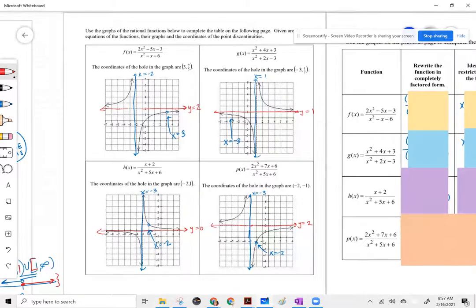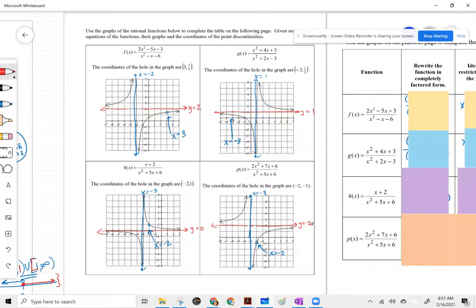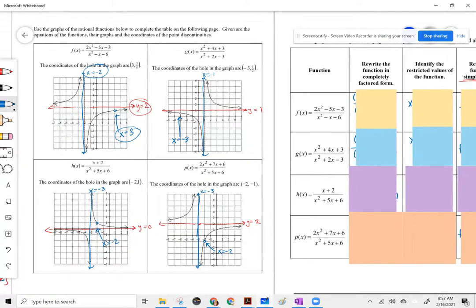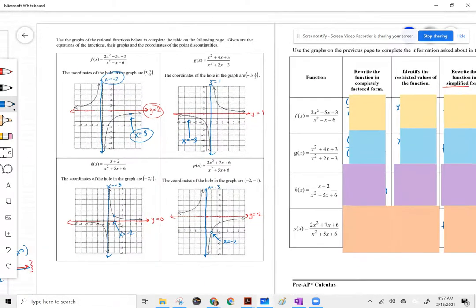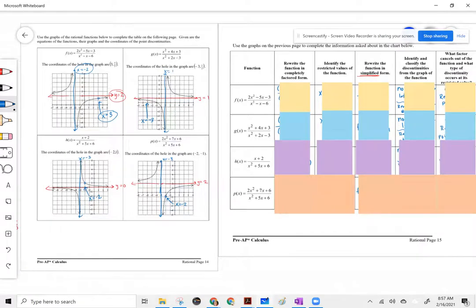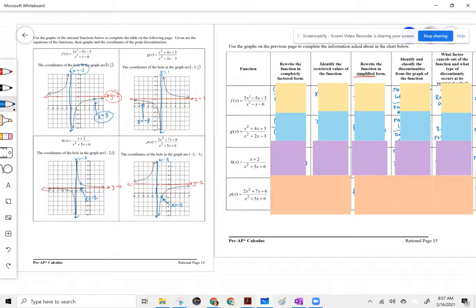What I did on each of these was I identified the horizontal asymptote, I identified the vertical asymptote, and then I outlined the x value at the hole. And so that's what I did on all four of these. So let's take a look at what this is saying now. What we're going to do is compare these graphs and be able to answer the questions here.